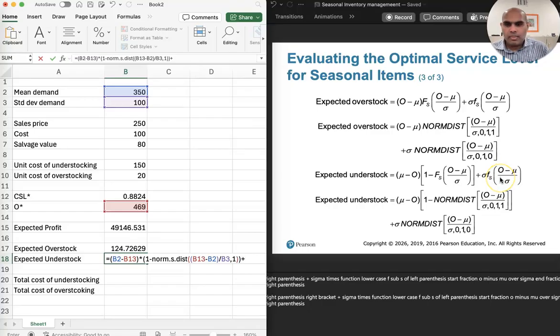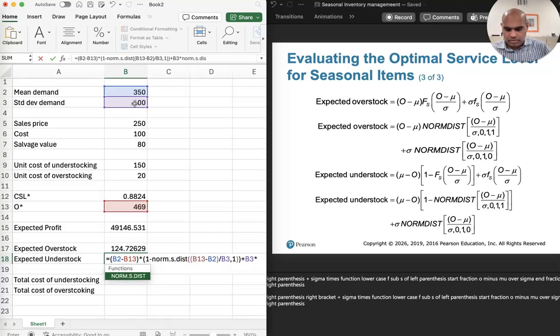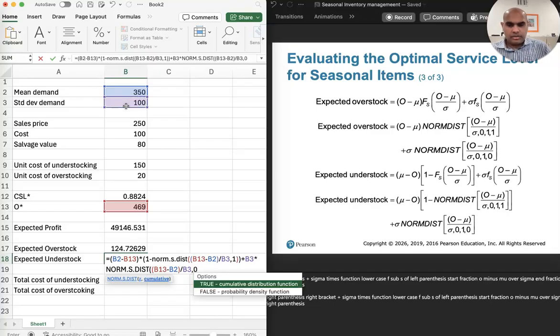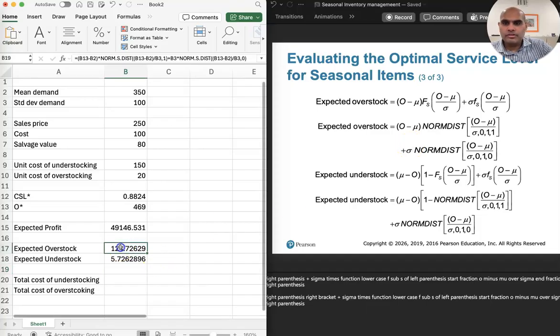So it's 1 minus NORM.S.DIST, and the second part is the same, plus standard deviation times NORM.S.DIST of (O minus mu) over sigma, comma 0. This time it's not the cumulative distribution. There you go. Okay. One is O minus mu, the other is mu minus O. So the formulas are in. I think we're done here.